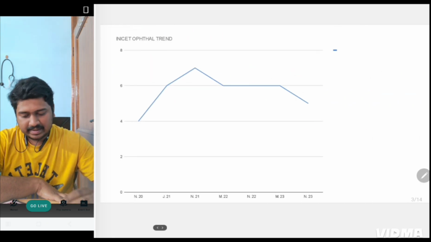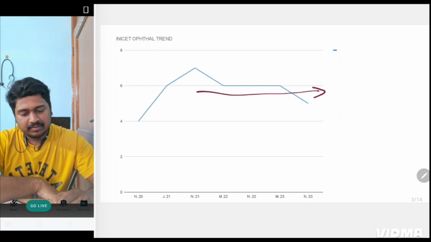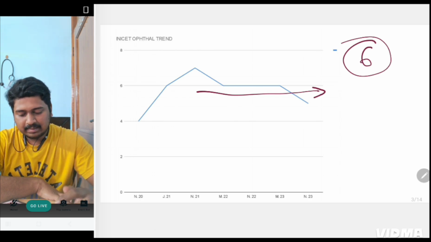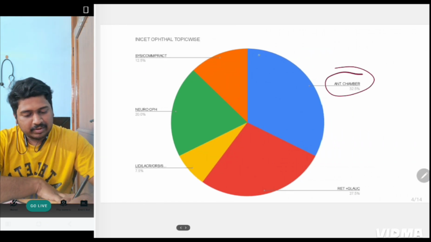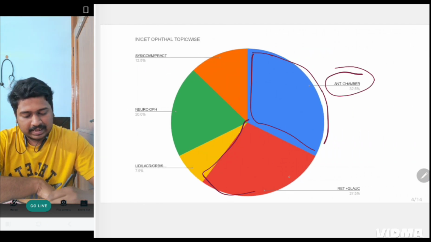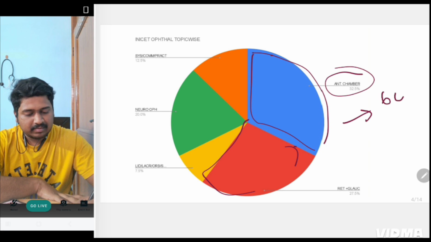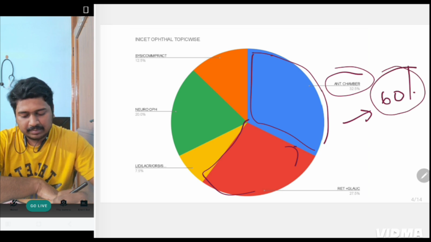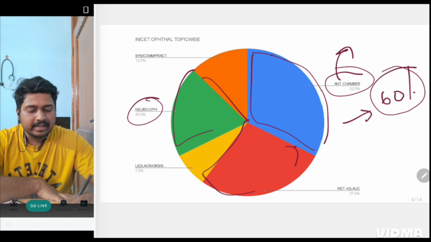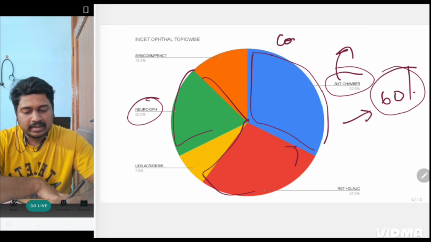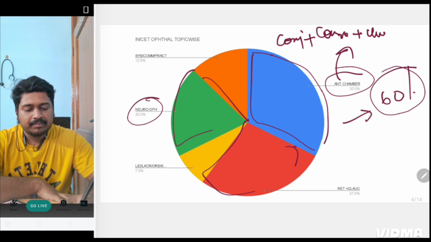If you see the trend for OPHTHAL, it has been almost stable, around 6 questions, so this year also you can expect around 6 questions. Topic wise, the anterior chamber carries much, and retina plus glaucoma together carry around 60 to 65%, with neuro ophthal completing almost everything in ophthal. And in the anterior chamber, I have told you 3 topics to study: conjunctiva plus cornea plus uvea.